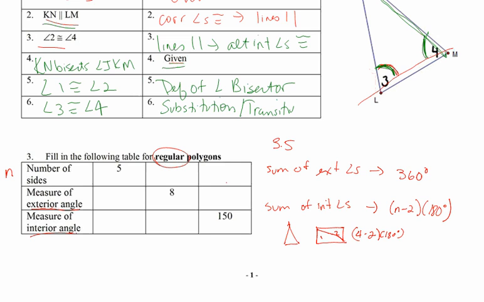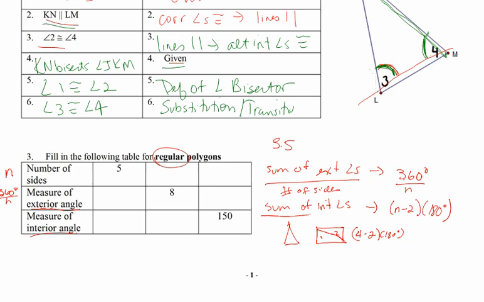Now, this is not asking for the sum. This is asking for a singular exterior angle in a regular polygon. So how would I find that? Well, if the sum of exteriors is 360, and it should be split evenly in a regular polygon among the number of angles that you have, then what we're going to do is divide by the number of sides, which we'll call n. Okay? So 360 over n is what guided you in this row.